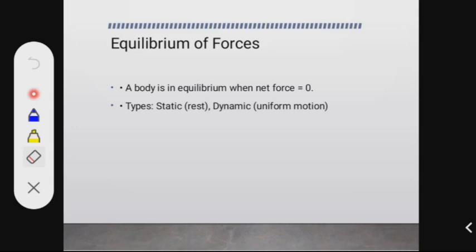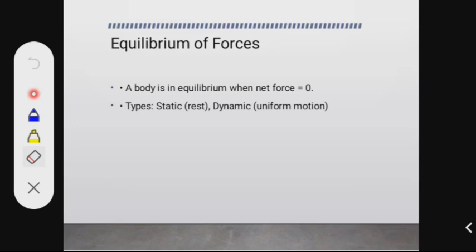So when you talk about equilibrium of forces, it occurs when the total force acting on a body is equal to 0. That's both the upward force is equal to the downward force, the left force is equal to the right force, the side force is equal to the opposite side force. So when you add all these forces and it gives you 0, you can say that there is equilibrium of forces.